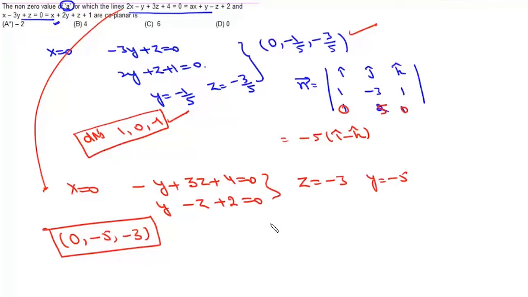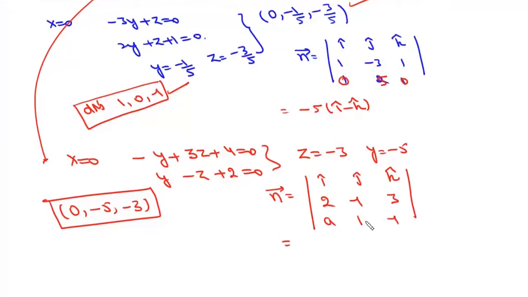Now we'll find the direction ratios of the second line through their point of intersection. So it will be i, j, k, and here it is 2, minus 1, 3, and this is a, 1 and minus 1. Now we solve this, we'll get 1 minus 3, there will be minus 2i, and here will be minus minus plus 2 plus 3a into j, and then plus 2 plus a into k. So now we have the direction ratios of this second line also.